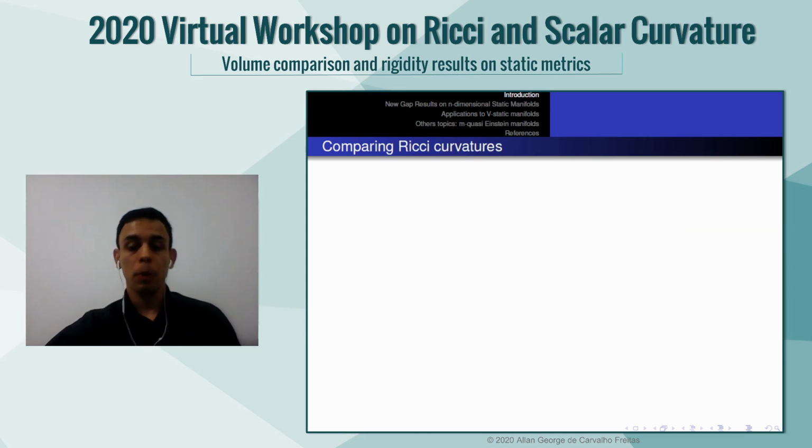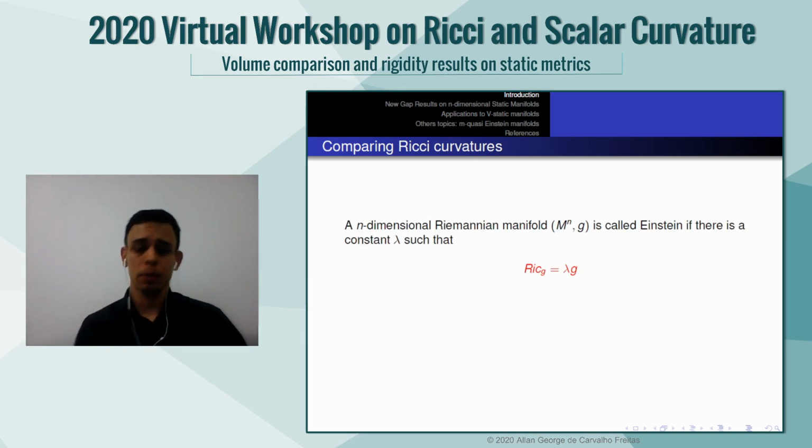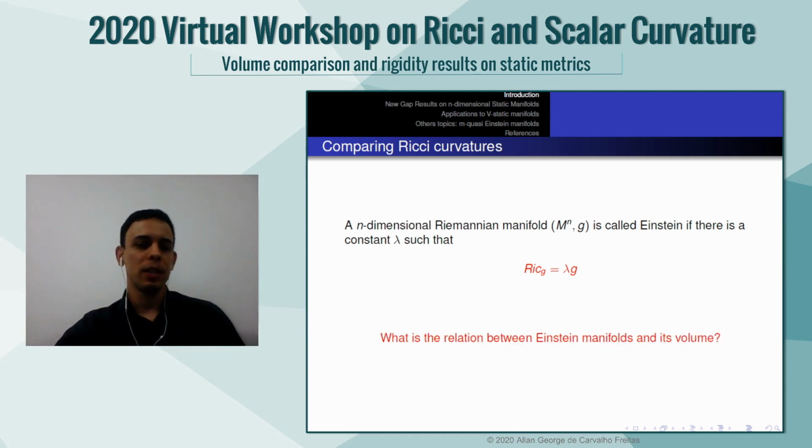We can approach by comparing Ricci curvatures of underlying manifolds. For example, we have the definition that an Einstein manifold is a manifold where the Ricci tensor is a constant multiple of the metric. And a natural question is what's the relation between Einstein manifolds and their volume?